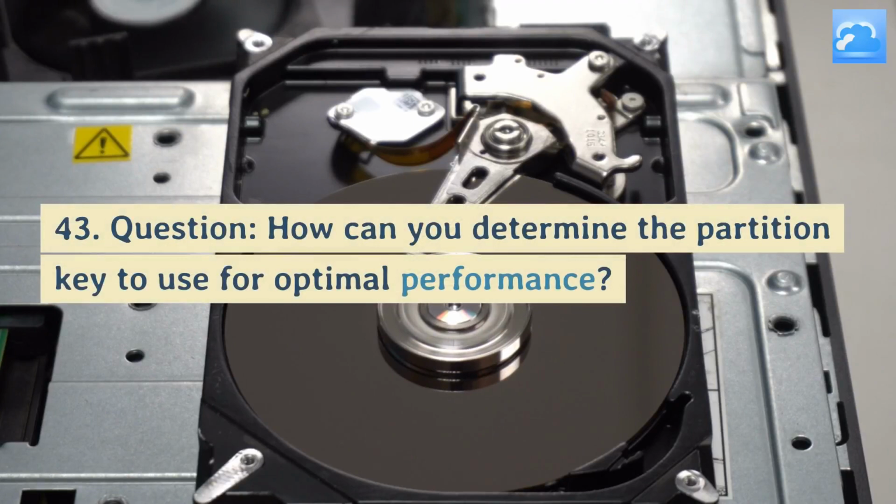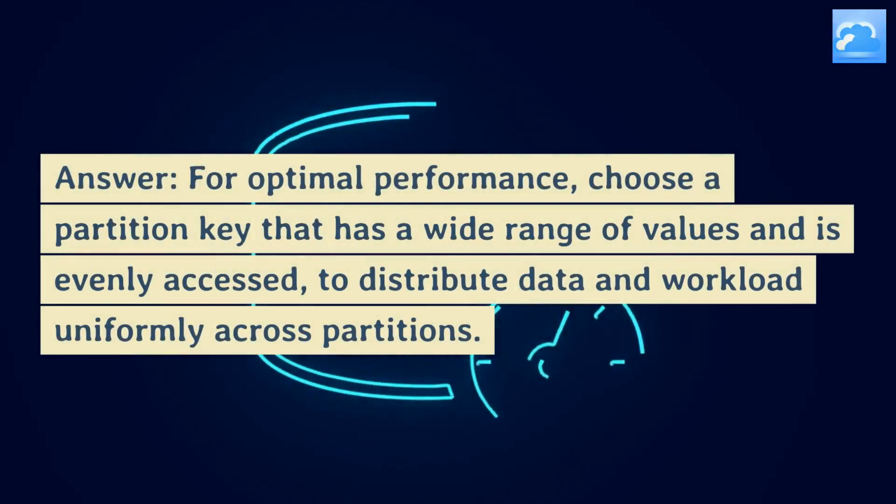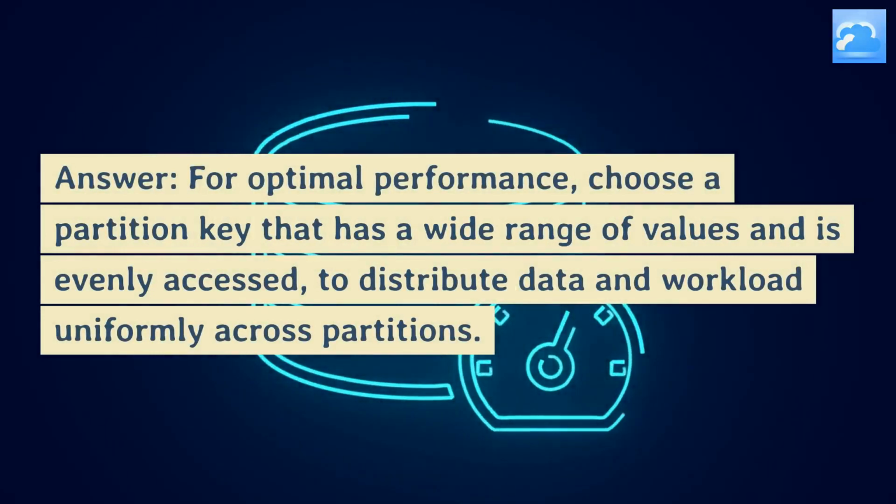43. Question. How can you determine the partition key to use for optimal performance? Answer. For optimal performance, choose a partition key that has a wide range of values and is evenly accessed, to distribute data and workload uniformly across partitions.